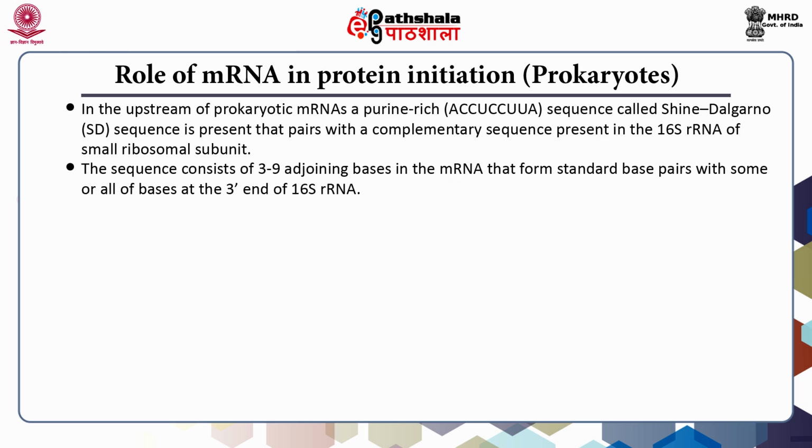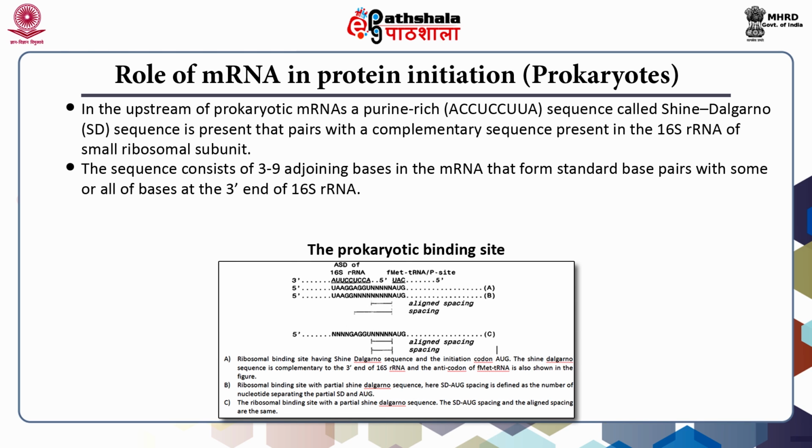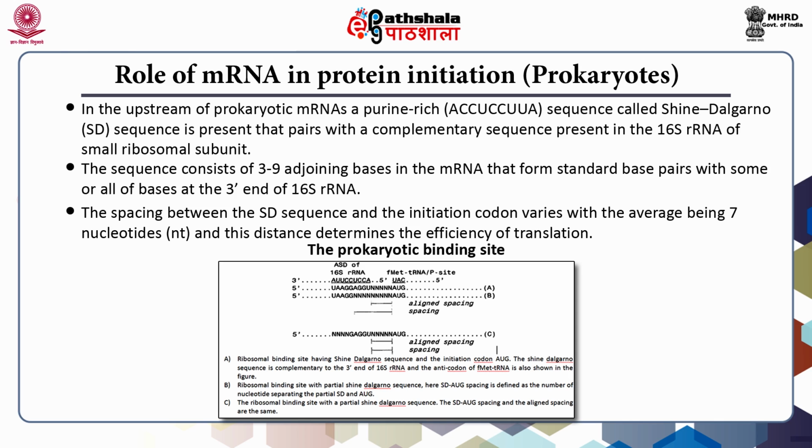The sequence consists of 3 to 9 adjoining bases in mRNA that form standard base pairing with some or all of the bases at the 3' end of 16S rRNA. In the picture you can see this kind of pairing between the Shine-Dalgarno sequence and the 16S rRNA. The spacing between the SD sequence and the initiation codon varies, with an average of about 7 nucleotides, and this distance determines the efficiency of translation.